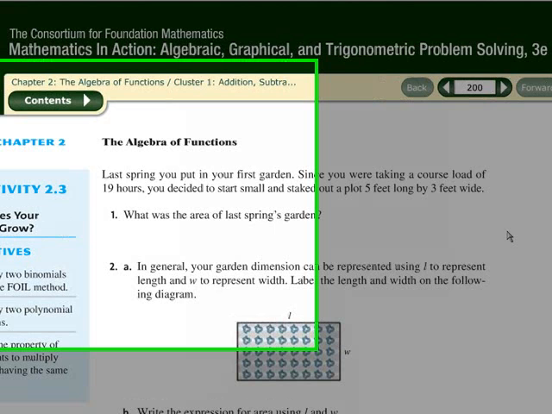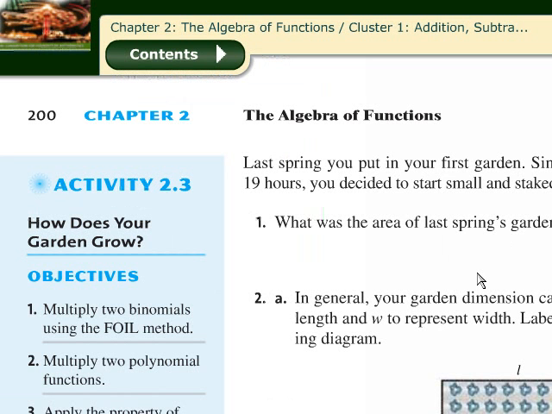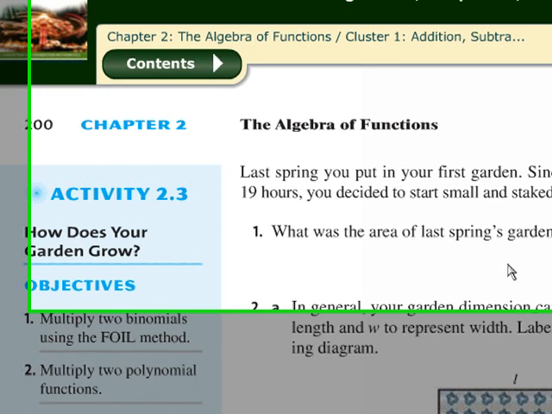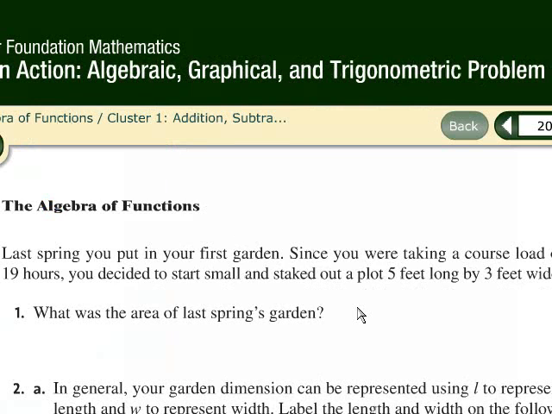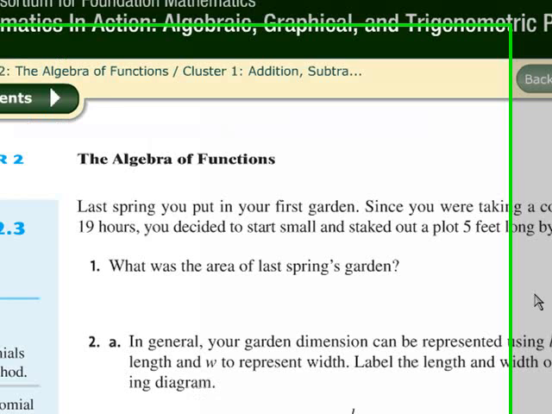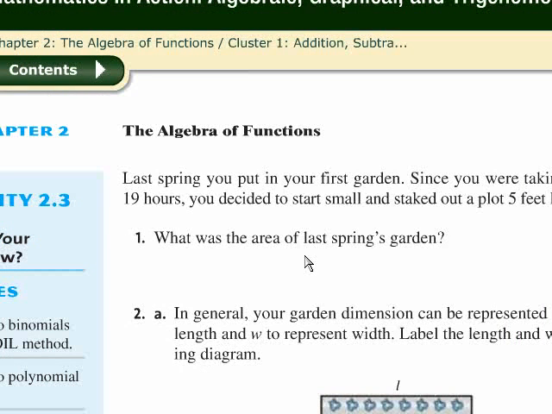It gives you a scenario. Then it starts asking you questions. What was the area of last spring's garden? Okay, so last spring it was 5 feet by 3 feet. So you would need to know, well, 5 times 3 is 15, and so you would write that in here.